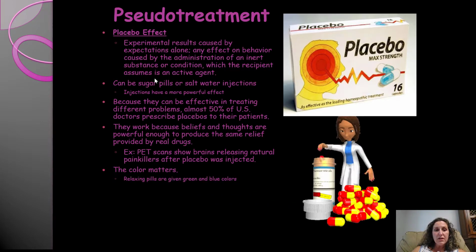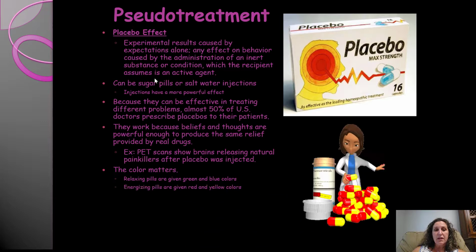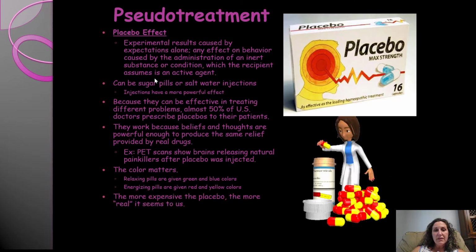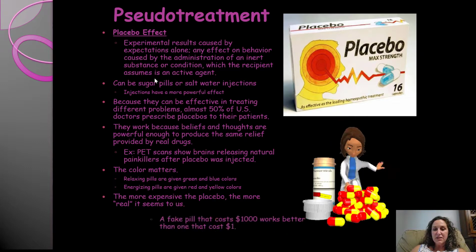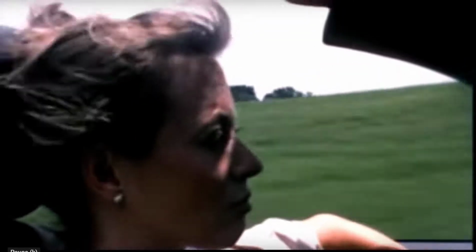The color matters. Relaxing pills are green and blue, and energizing pills are red and yellow. So that matters. When giving a placebo, the more expensive, the more real it seems. If it's more expensive, it's better. To treat people in great pain.